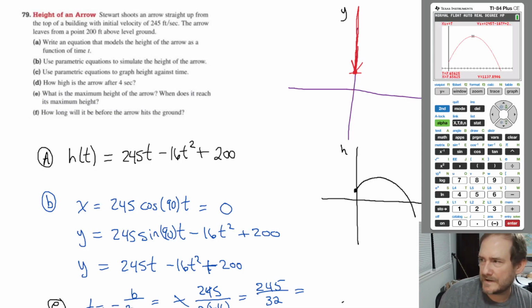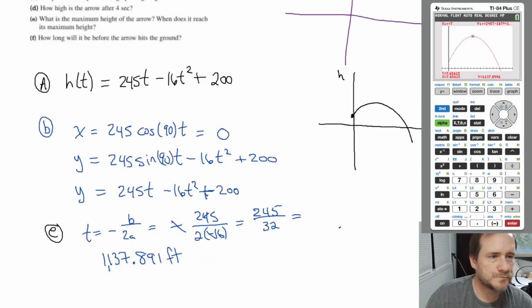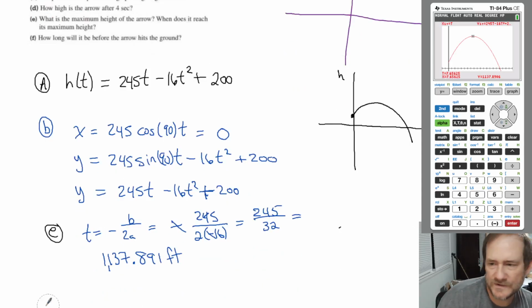So to answer part E, you would say the maximum height is 1137891 feet. And you can't see this, I know. But there it is. So that's the max height.